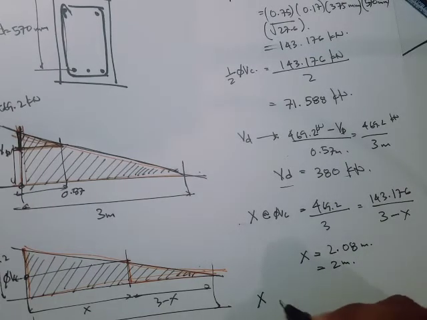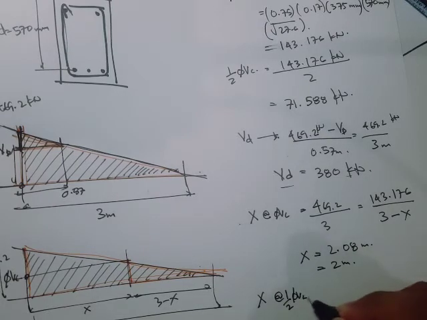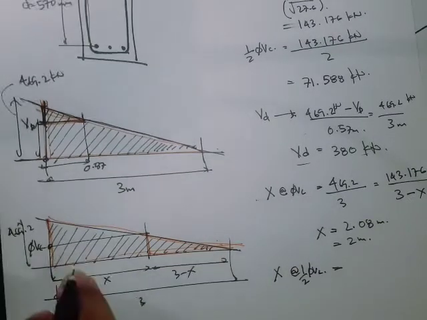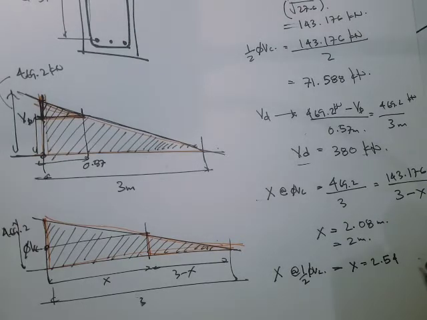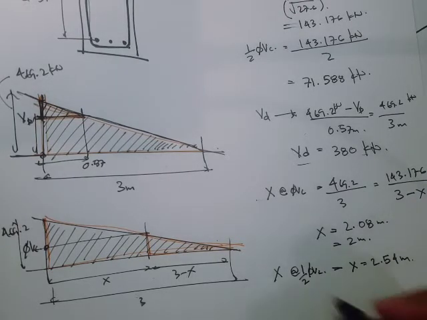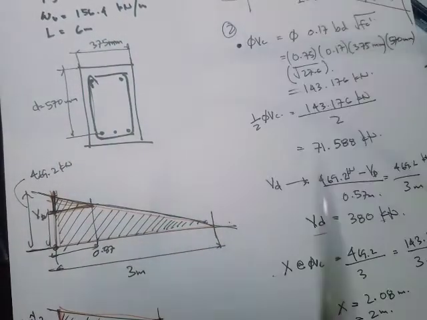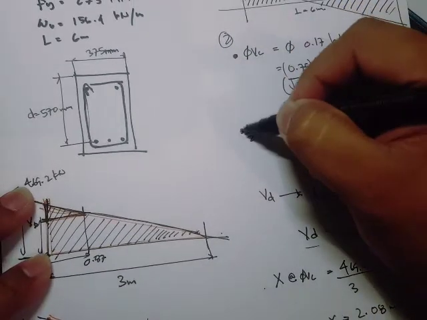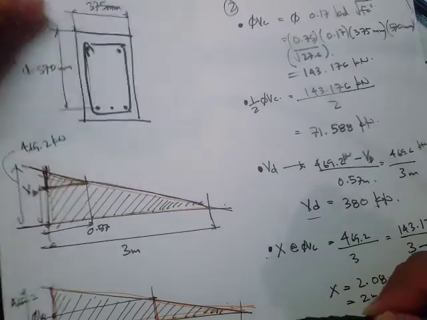And then x at 1/2 VBC. If you do the calculation again using the similar triangles, you'll get a value of x equal to 2.54 meters. Okay, so these will be our values for the points.